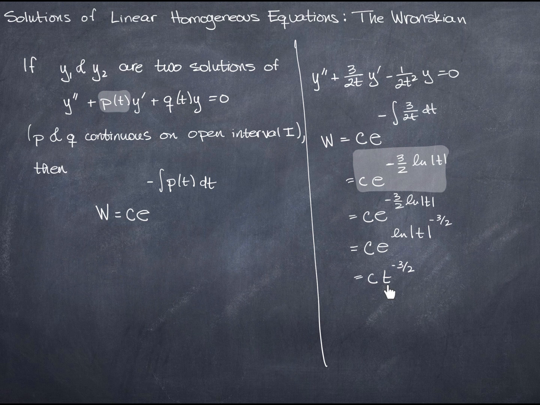If T is 0, then there's a place where the Wronskian will be 0, but everywhere else it will be non-zero. So T cannot be in our open interval I, but any other number will work. In fact, our interval can contain any other number. It just can't contain 0. In fact, in this case, T can't be 0 because this is equivalent to saying C over T to the 3 halves. So T can't be 0 because the whole thing would be undefined there.